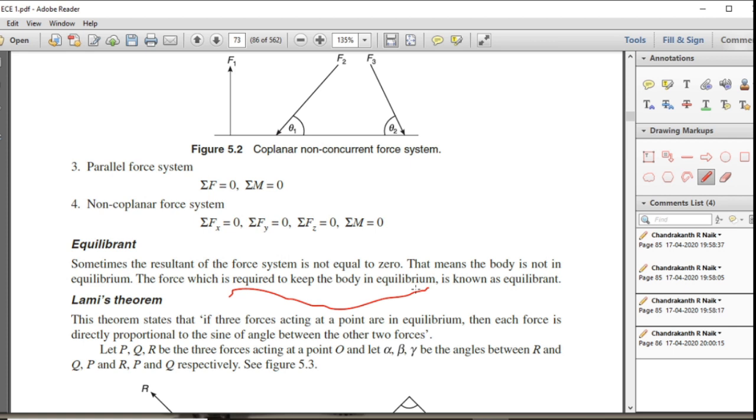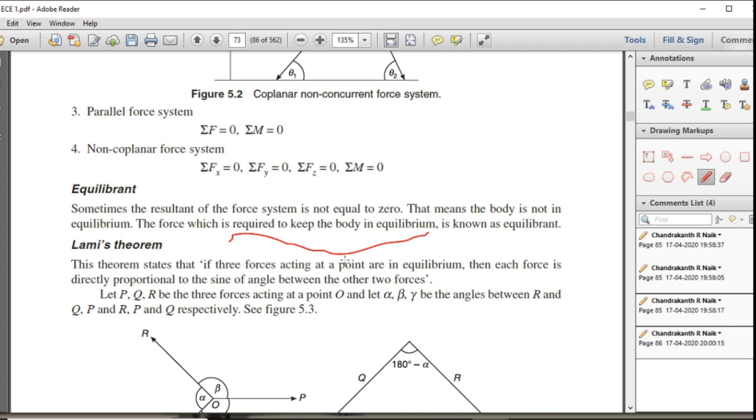Whenever a body is disturbed by the forces and the algebraic sum of the forces is not equal to 0, then the body is not in equilibrium. The force which is required to keep the body in equilibrium, to keep the body stable, a force which is opposite to the applied force, means it will be in equilibrium. So that force which is opposite to the applied force, the force which is required to keep the body in equilibrium, is called the equilibrant. Fine, that single force is called the equilibrant.